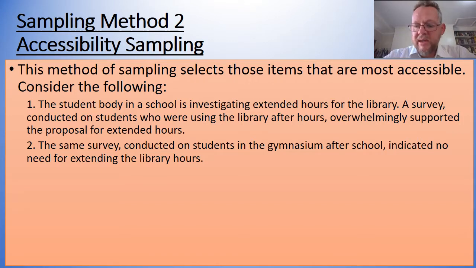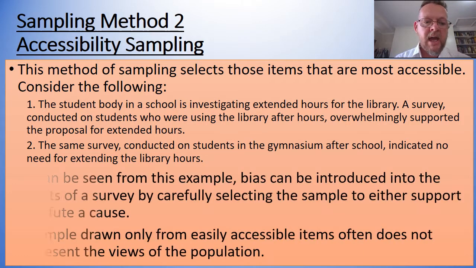As the name implies, accessibility sampling is just getting those items or those people, for example, who are most accessible. So let's consider the following. The student body in a school is investigating extended hours for the library. Now, a survey conducted by students who were using the library after hours overwhelmingly supported the proposal for extended hours. However, the same survey conducted in the gym after school indicated no need for extending the library hours.